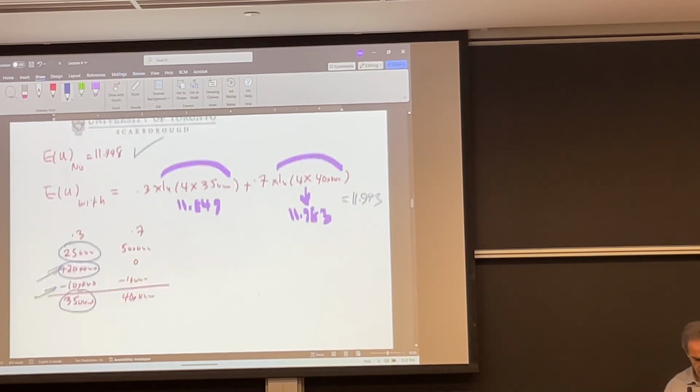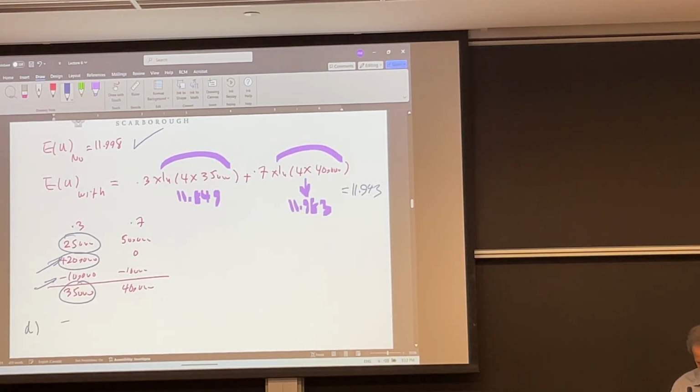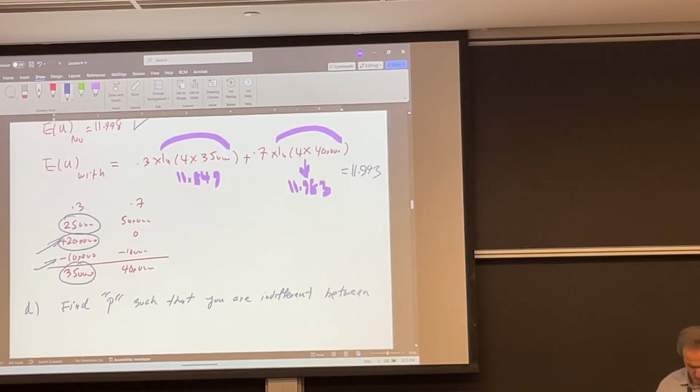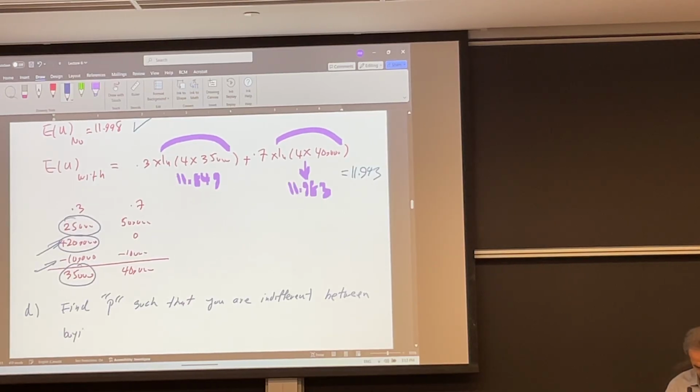The next part is fine. The break-even point: the probability of loss, call it P, such that you are indifferent between buying a 20,000 coverage and not. So we're going to find the probability.